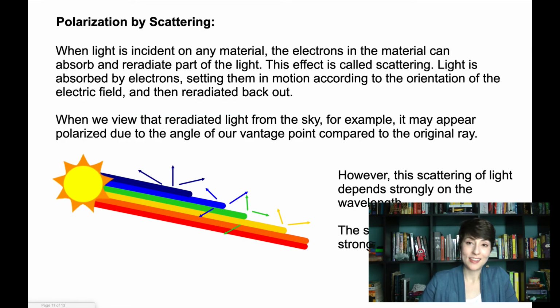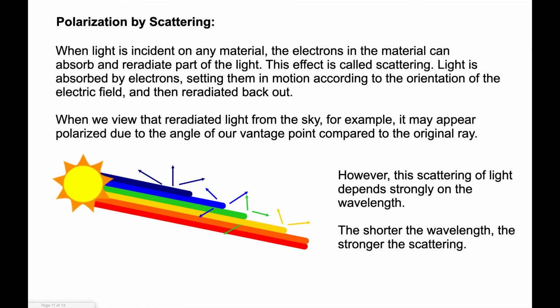Finally, there's another interesting way that you can produce polarized light from unpolarized light, and we actually see it in the sky all the time. When light is incident on any material, the electrons in that material will absorb the light, begin to vibrate, and re-emit that light. That effect is called scattering, because when that light is re-emitted by electrons, it's not in the same direction that it originally came from. It's in any direction. The light that is re-radiated by electrons is often polarized. When we view that re-radiated light in the sky, for example, it can appear polarized depending on our vantage point.